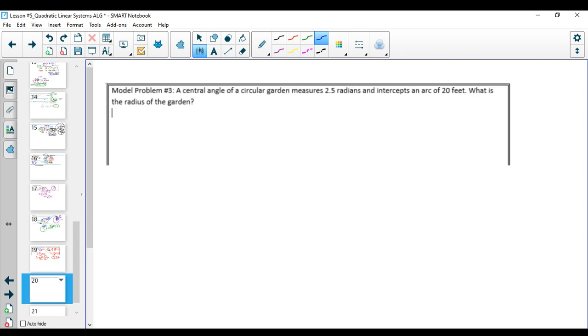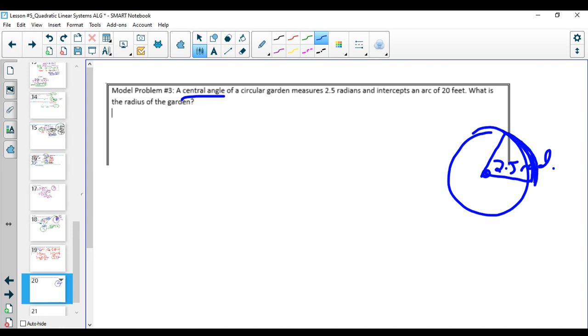All right, model problem 3 is a little different. So of course, it has to be the central angle, right? They gave us that the central angle is 2.5 radians. So we do have to change it to degrees first. And they give us the arc length. So we're kind of working backwards on this one. If they give us the arc length is 20, we have to figure out the radius. So that's going to be the variable we're solving for. So let's put all this here. We're going to use this formula.